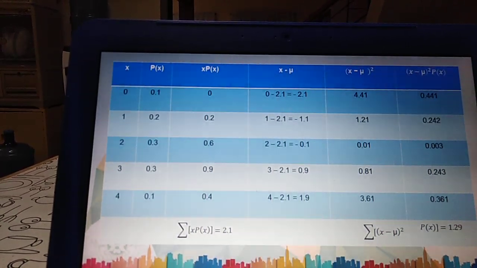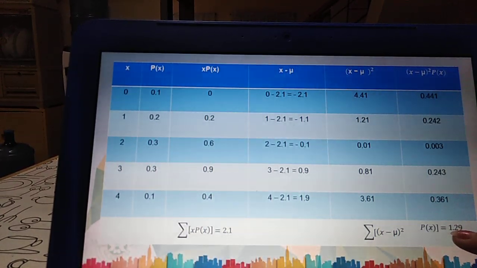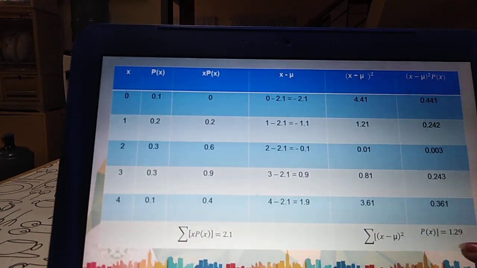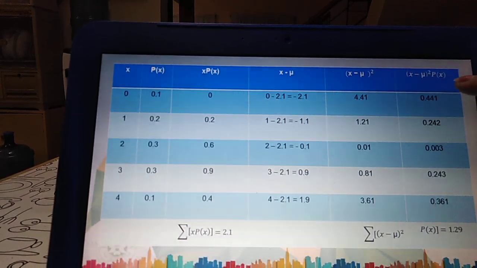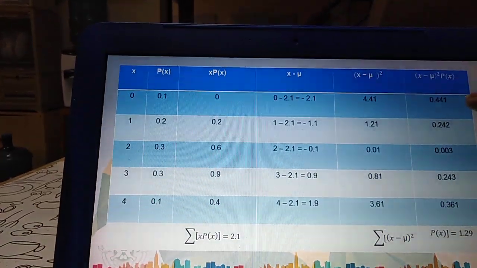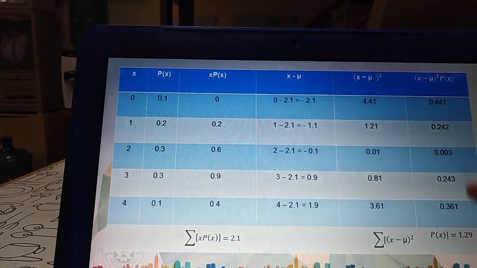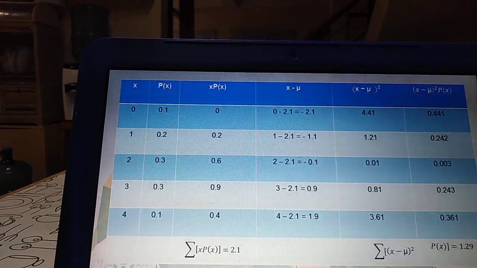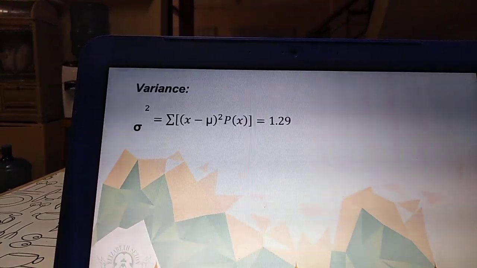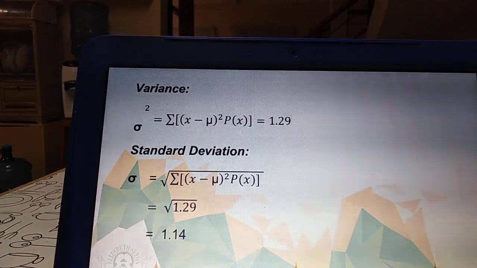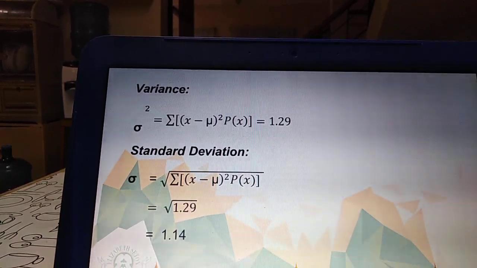Again, where did I get 1.29? I got 1.29 by adding the last column. I added all of this to get 1.29. How did I get this? I multiplied this one with the probability. Therefore, I get this, and I add all of this to get 1.29. What is now 1.29? 1.29 is what we call our variance. And the square root of our variance will now be 1.14, which is our standard deviation.